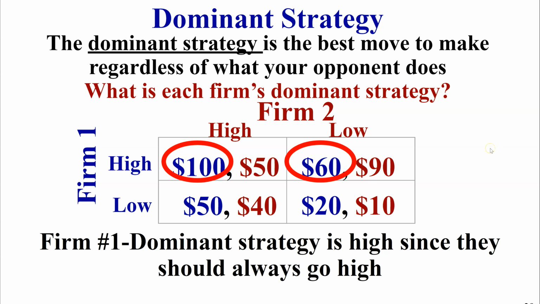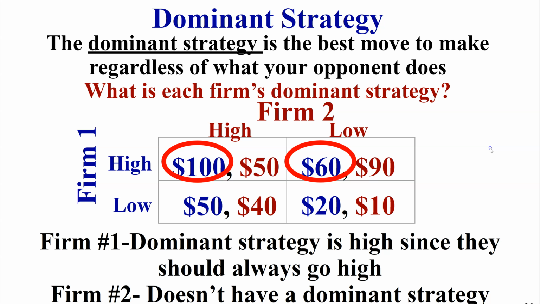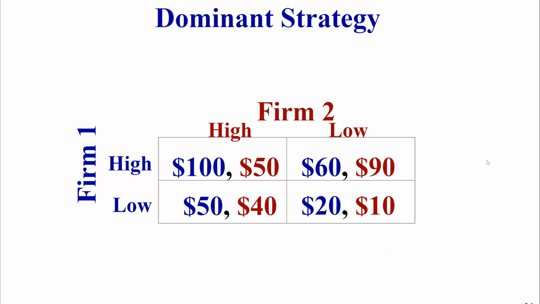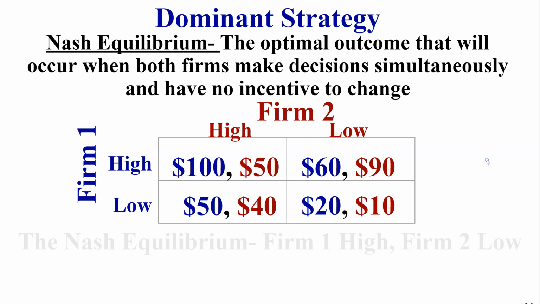So again, firm 1 has the dominant strategy of always going high. Firm 2 doesn't have the dominant strategy because, again, as we see here, they are split in terms of whether to go low or go high and make more money. And as a result of that, that is the impact that we see here.